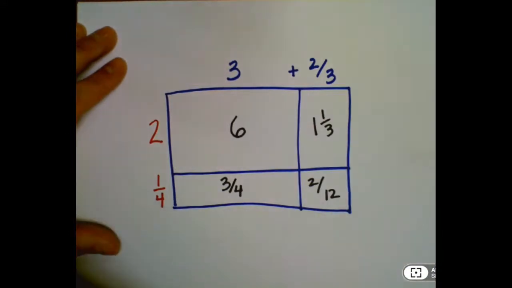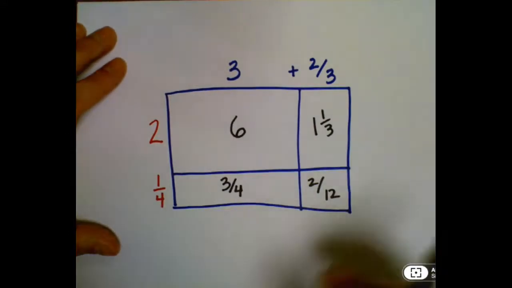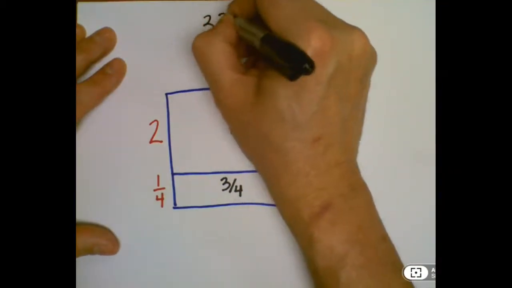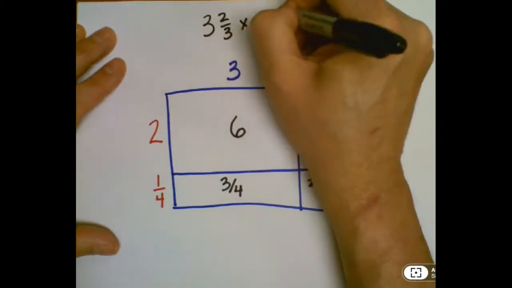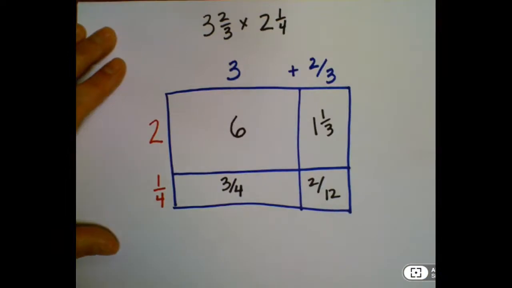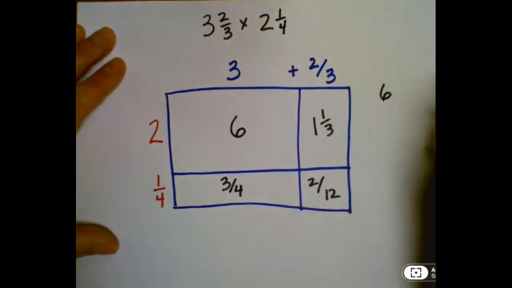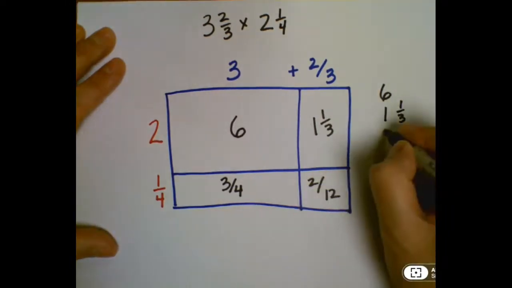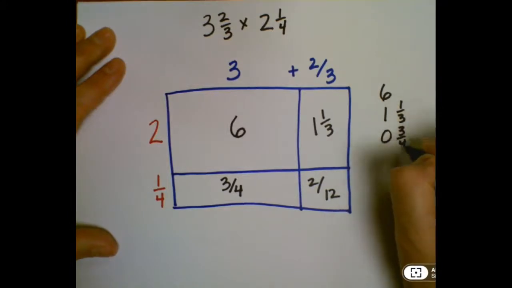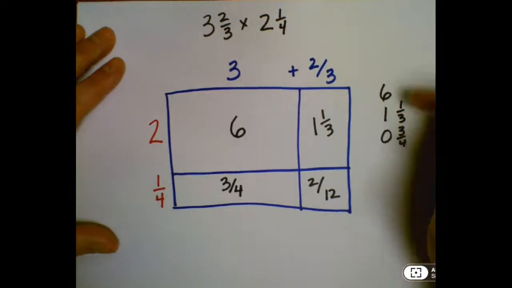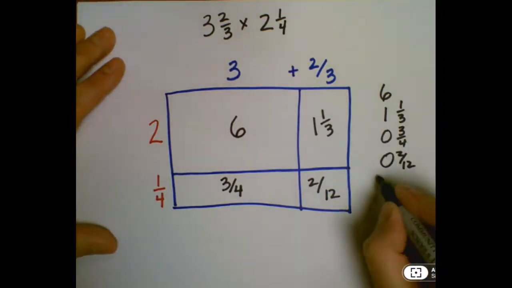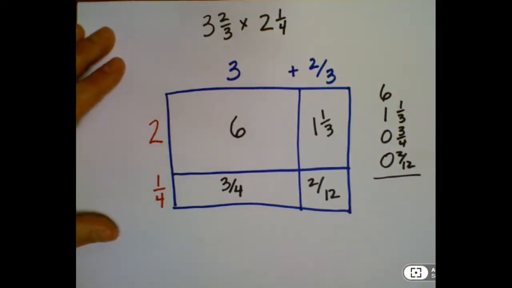And again, if we just add these across, the total of all 4 will give us the answer to our problem, which I probably should rewrite up here: 3 2/3 times 2 1/4. So I'm going to add 6 plus 1 1/3 plus 0 3/4, and I'm using that 0 as a place value holder so I know there are no whole numbers in that one, and 0 2/12. Now, a moment ago I said I don't want to change 2/12 into 1/6, and here's the reason why.